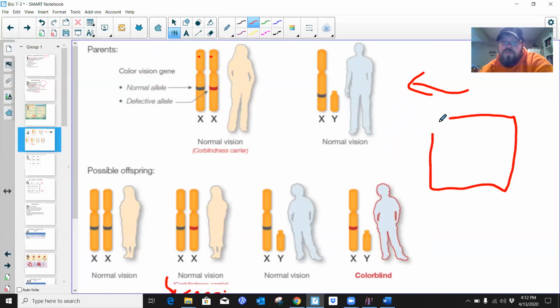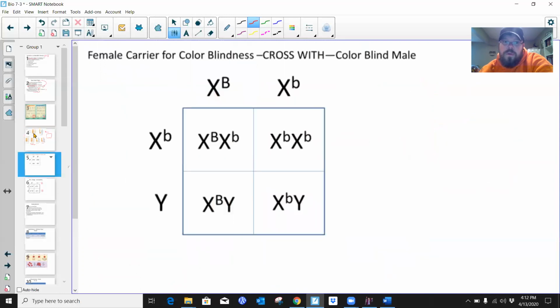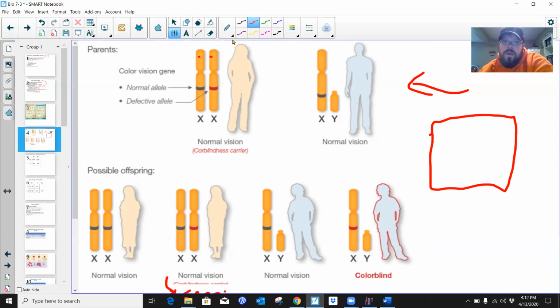So if we turn this into a Punnett square, to keep it consistent, I'm going to put the female, the mom, along the top. So she has 2 X's. And she has the one normal copy, I'll use a capital B, and 1 defective copy, I'll use the lowercase b.